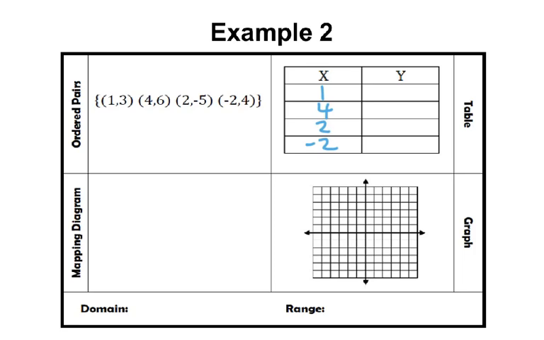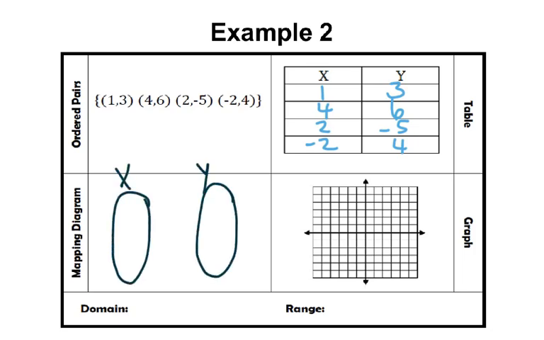Okay, and then the y values, again, are the second number you see in each coordinate point. And now we have our table. On to the mapping diagram. This is where I will put them in increasing order, so just be a little careful. And we're not going to repeat anything.